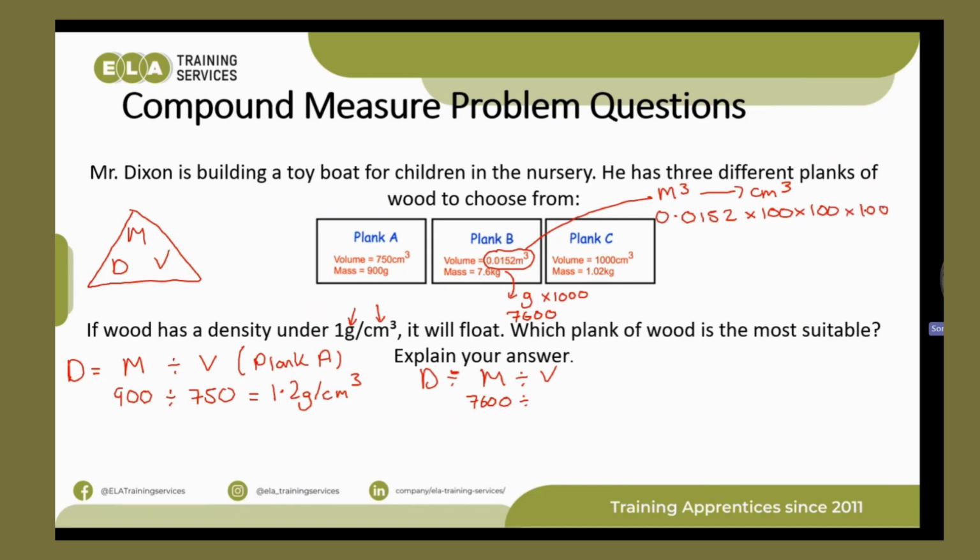Right, we're going to do that in stages now. 0.0152 times 100, then times it by 100, then times it by 100, and we're left with 15,200 centimetres cubed. So let's pop that in: 7,600 divided by 15,200 gives us 0.5 grams per centimetre cubed, and that's plank B.